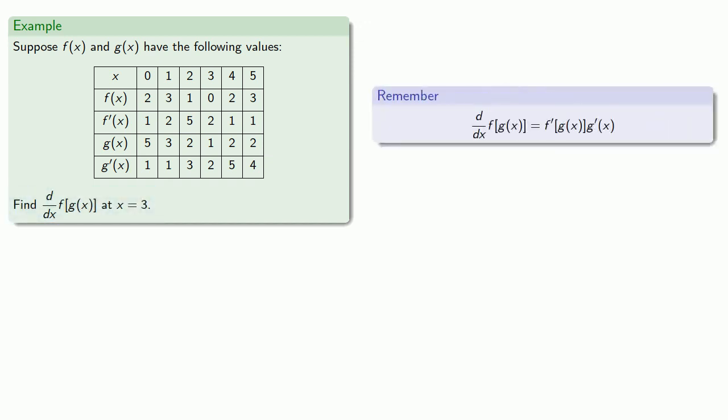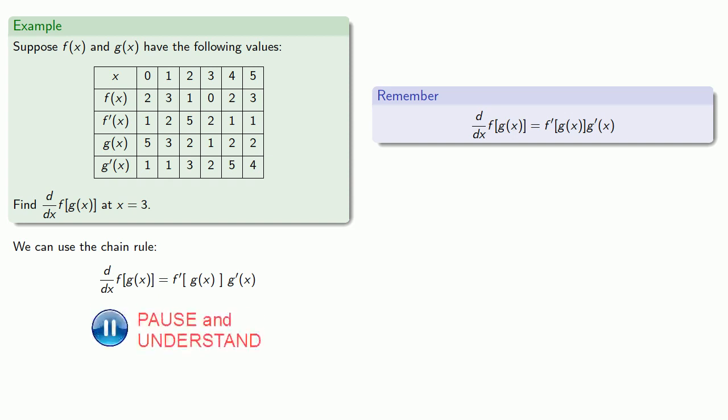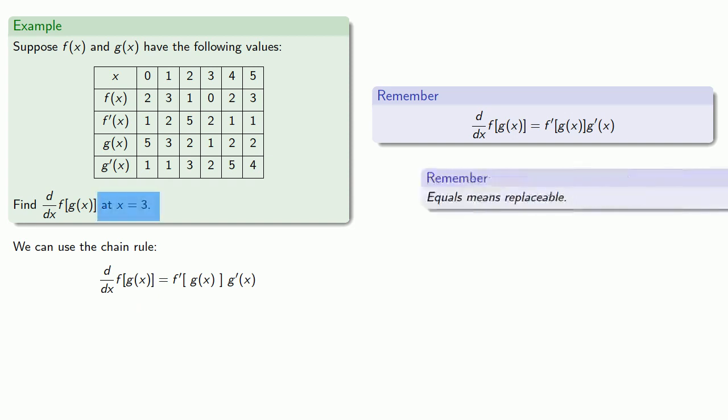So remember, the derivative of f of g of x is the derivative of f evaluated at g of x times the derivative of g of x. And so we can write down our derivative. Now we want to find the derivative at x equal to 3, so remember, equals means replaceable. Every place we see an x, we'll replace it with a 3.